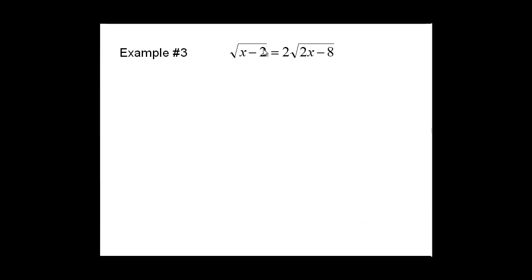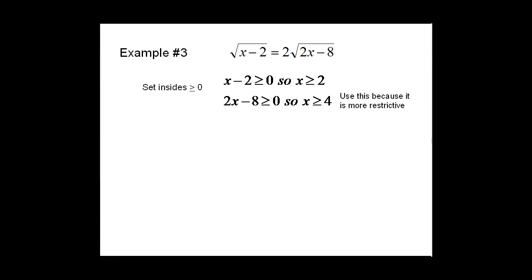Okay, here we have x minus 2. Here we have 2x minus 8. So those two inside pieces, x minus 2 is bigger than 0. 2x minus 8 is bigger than 0. Solve this one, you get bigger than 2. Solve that one, you get 8 divided by 2 is 4. Now this is the most restrictive one. Bigger than 4 throws out more things than bigger than 2. So you keep the one that's the most restrictive.